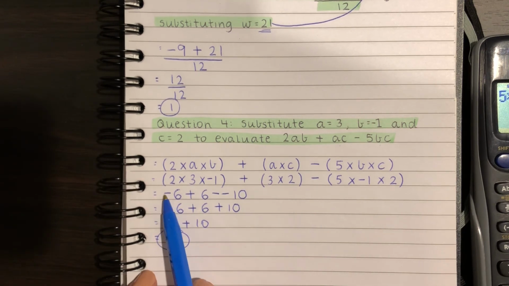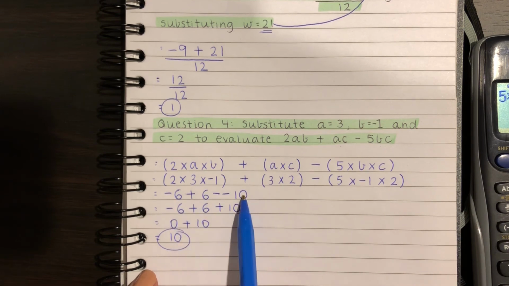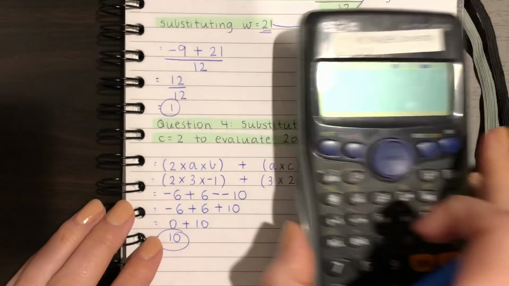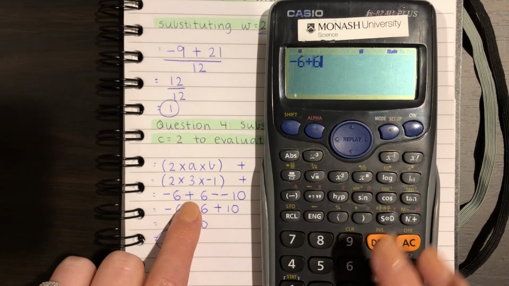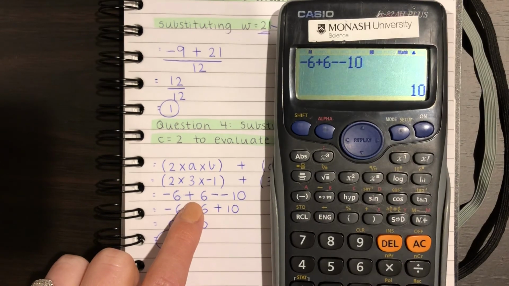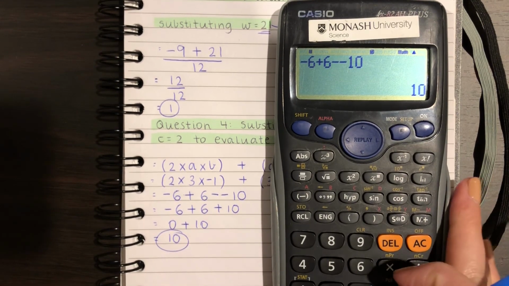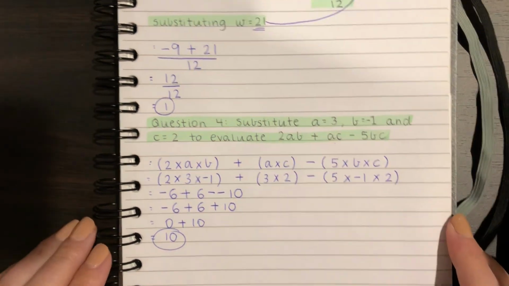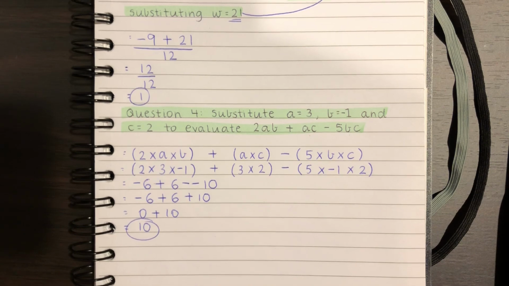Alternatively, you could have just put this into your calculator at this step here, exactly how you see it. So -6 plus 6 minus -10, and you get 10 as well. I'll just move this to the side. So pause, take a screenshot, copy down this question.